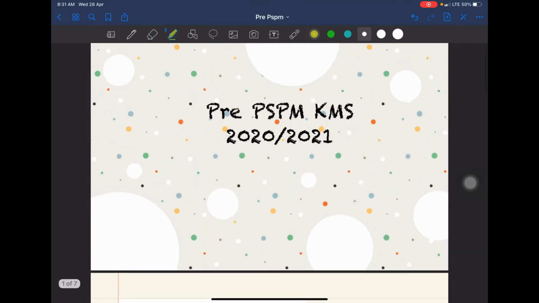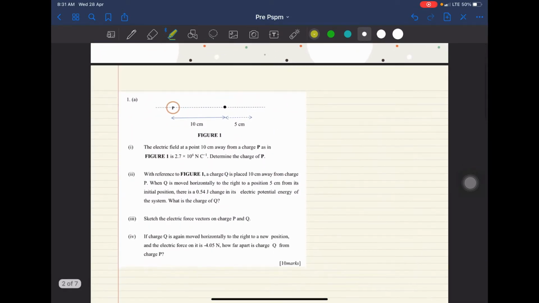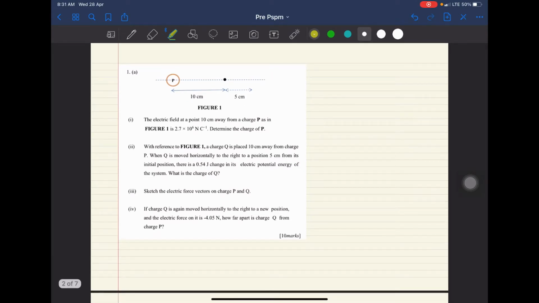So today we continue with our discussion for pre-PSPM KMS. For question number 1, we try to discuss as many questions as possible. For question number 1A, they give you a diagram like this. The electric field at a point 10 cm away from a charge P, as in figure 1, is 2.7. Okay, determine the charge of P.